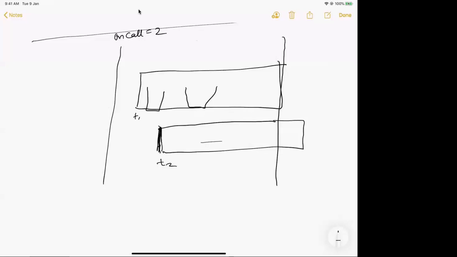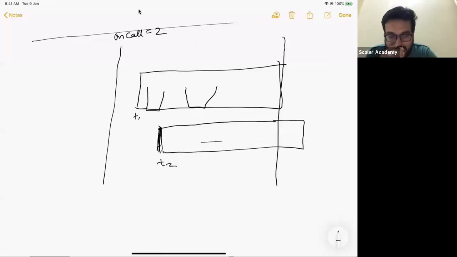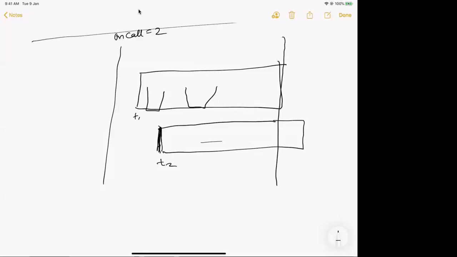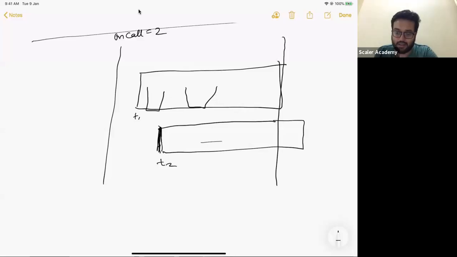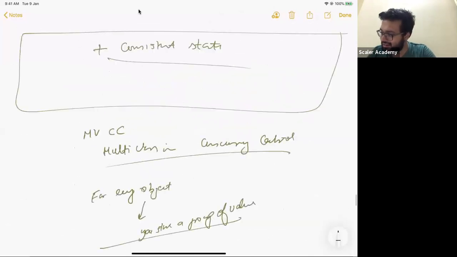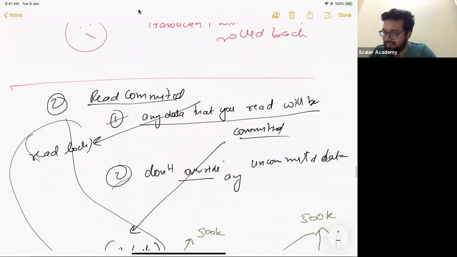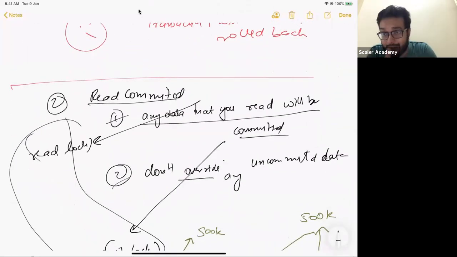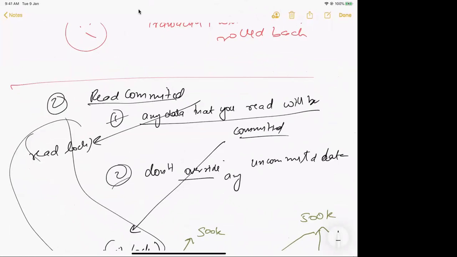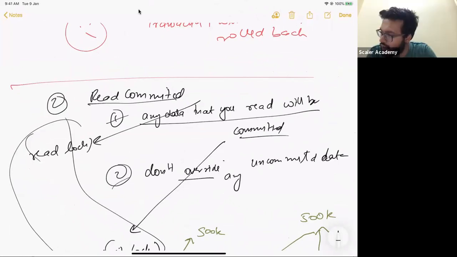So the point here is that, first of all, do you understand what a snapshot does? In snapshot, every guarantee that was there in read committed is there. So what all guarantees were there in read committed? We had these 2 guarantees: any data that you will read will be committed. You will not read any data which is uncommitted, and you will not override uncommitted data. Does that make sense?